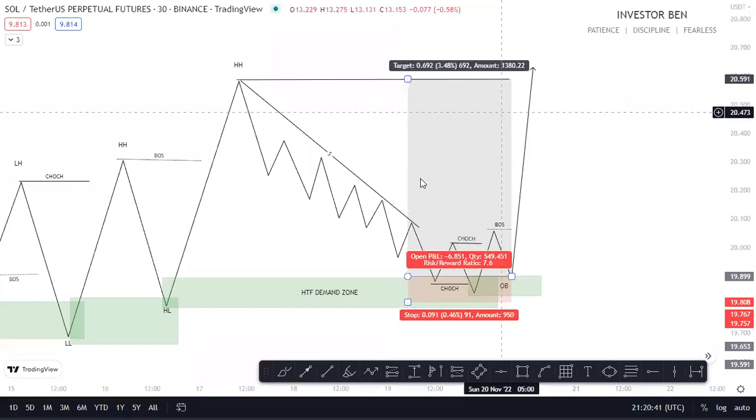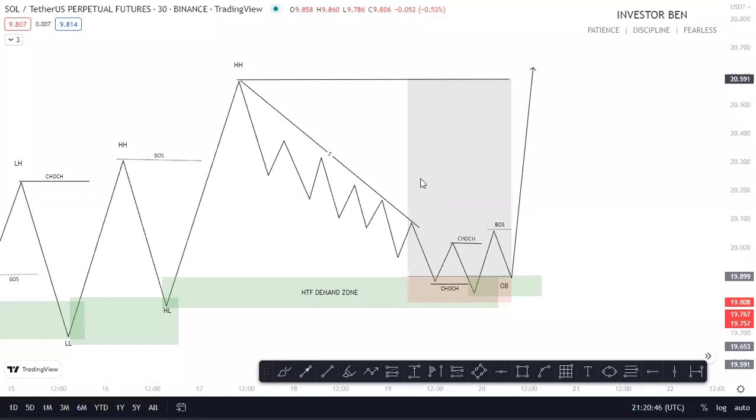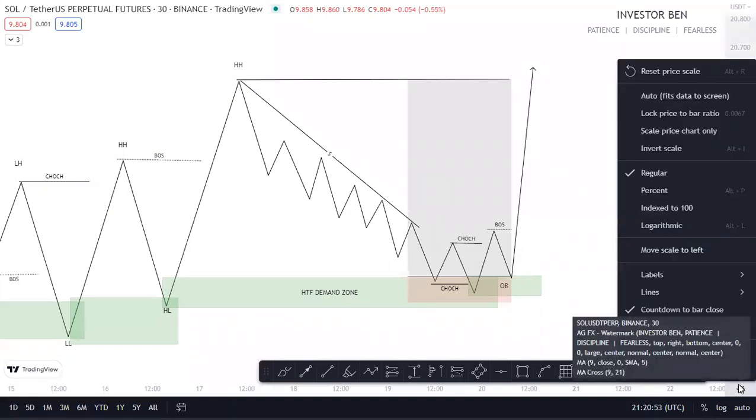What time frame are you using? What is the difference between change of character and BOS? This person that has this question, you haven't been listening. You just haven't been listening.